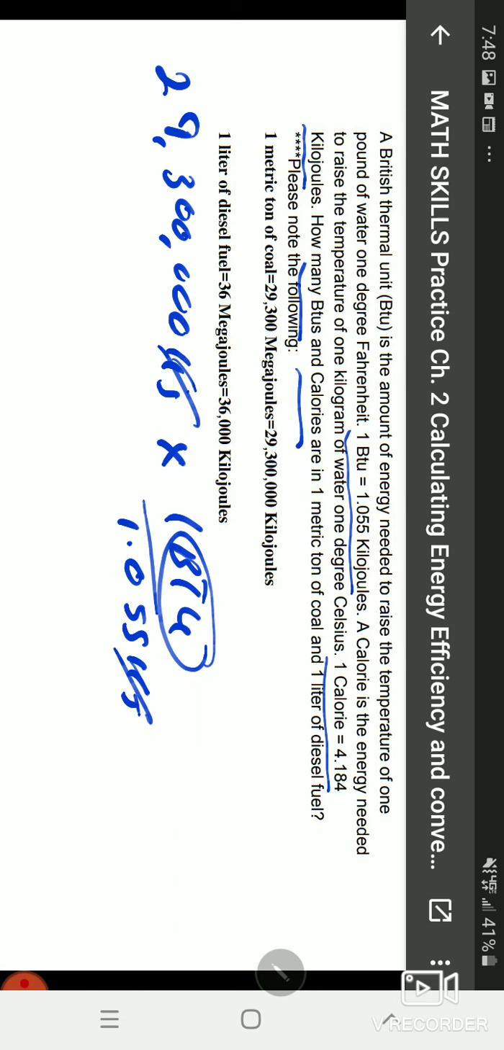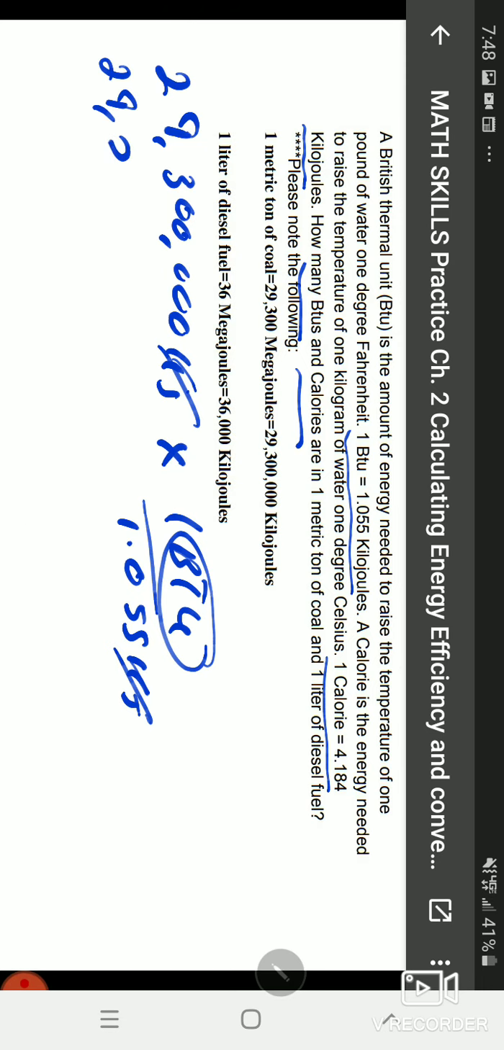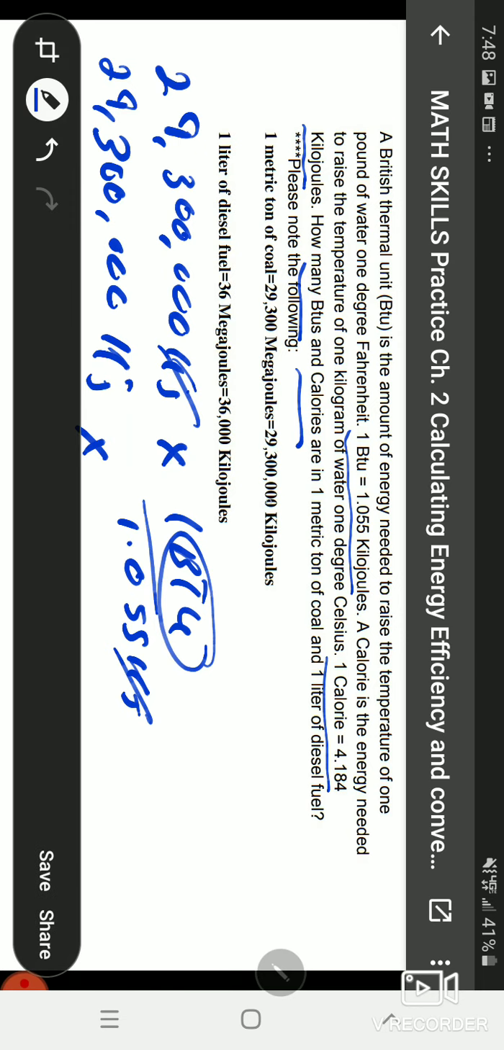I'm looking to see if I have a calculator anywhere. I don't, and I don't want to leave you guys hanging. But let's set up the next one real quick. Same value. We're going to start with 29 million, 300,000, again in kilojoules, and we're going to multiply that this time by 1 calorie equals 4.184 kilojoules.